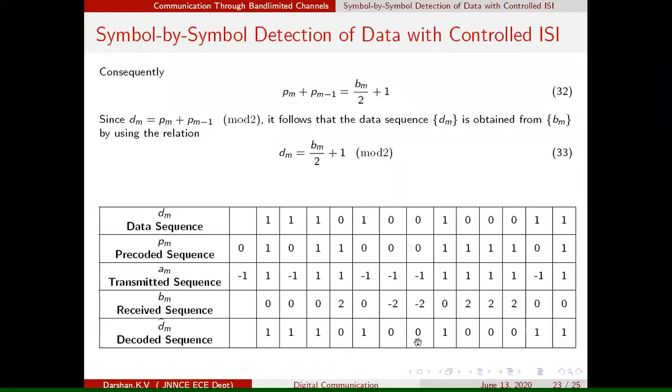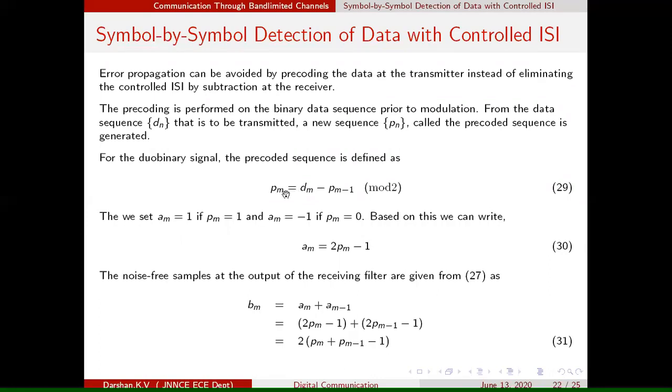This is how you can simplify the equation. So I will again tell you: 1 modulo 2 is 1, 0 modulo 2 is 0, and 2 modulo 2 is 0. That you should remember. That modular arithmetic you have learned previously. So this is how we are going to obtain the transmitted sequence.